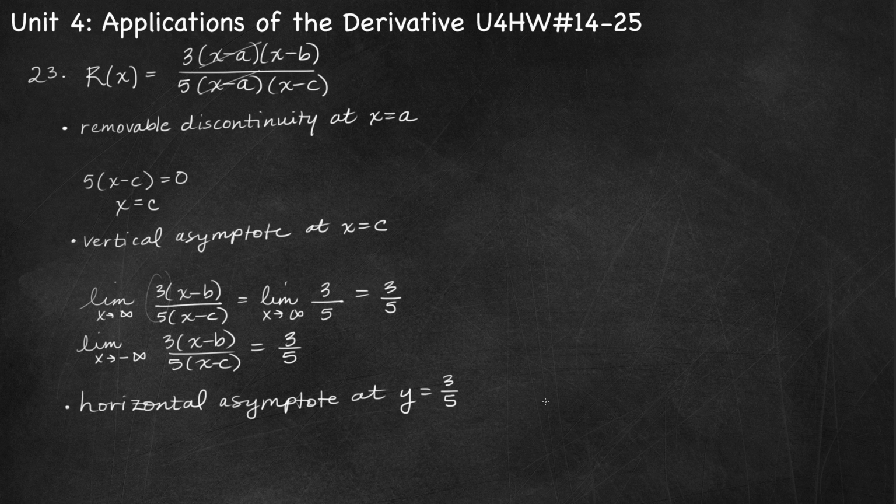We were asked to state all discontinuities, so the vertical asymptote here is a discontinuity. That one is called an infinite discontinuity. So we have an infinite discontinuity at x equals c, and then we were asked to sketch a possible graph showing where these values are.